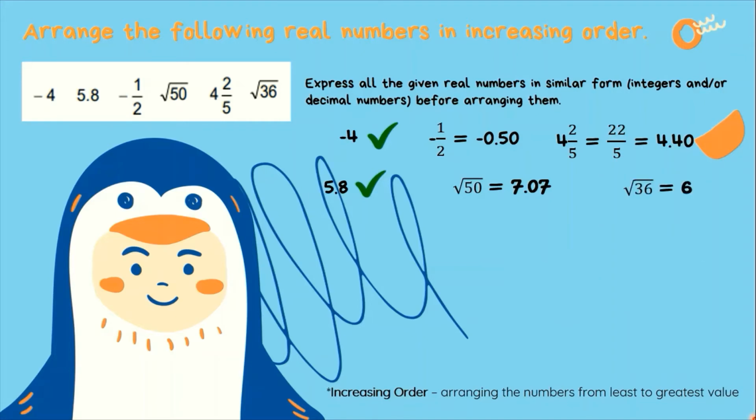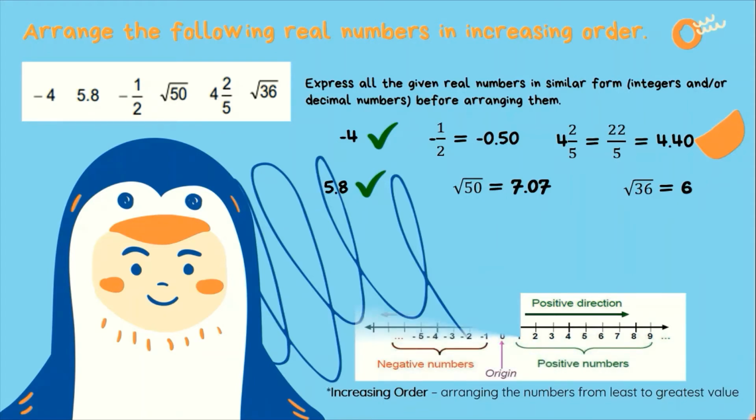Last, square root of 36. This is a perfect square. Ang kanyang value ay 6. Dahil 6 times 6 is 36. Mga bata, tandaan na pag tayo ay mag-a-arrange ng real numbers in increasing order, make sure na uunahin natin yung mga negative dahil mas maliit ang value ng mga negative real numbers compared to the positive ones. Between negative 4 and negative 0.50, sino kaya ang mas maliit sa kanila?